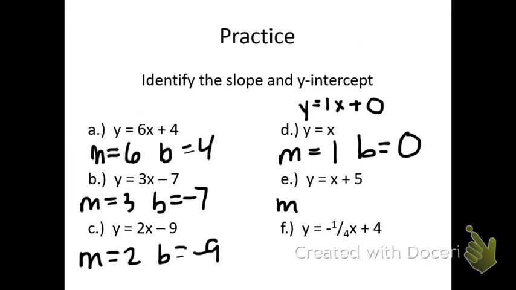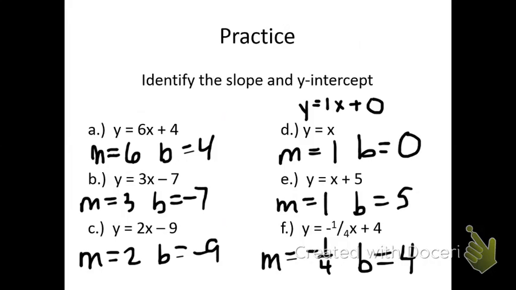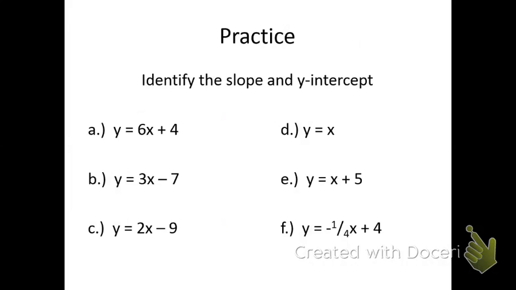So on E, we should have gotten 1 for m, and for b, we get 5. Now on F, we get m equals the number in front of x. It's the slope, negative 1/4. So it's going down. And b equals 4. Okay, y equals mx plus b. Very important. Y equals mx plus b. Alright, let's move on here.